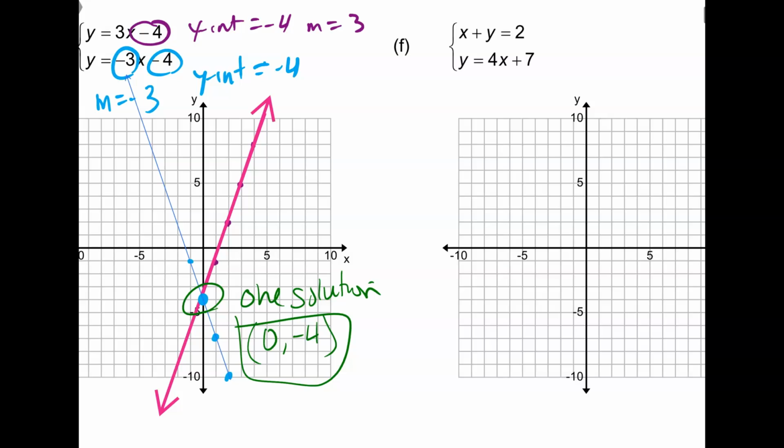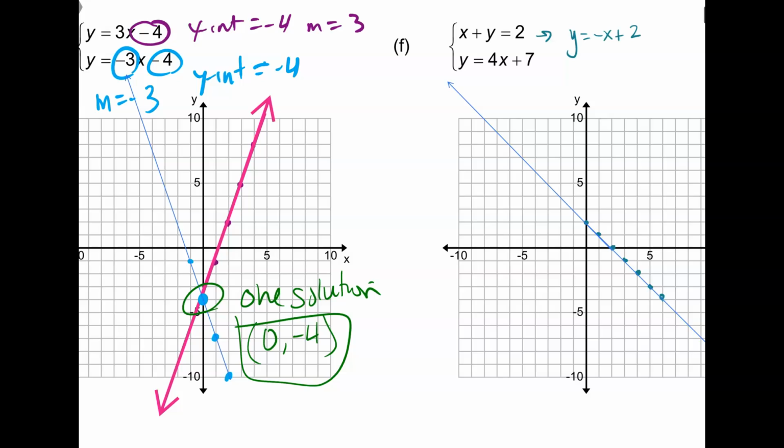Alright, so here I have x plus y equals 2. So it's just going to be y equals -x plus 2. I feel like we already did this one. So all I did was subtract x from both sides. Okay, that's the first one.